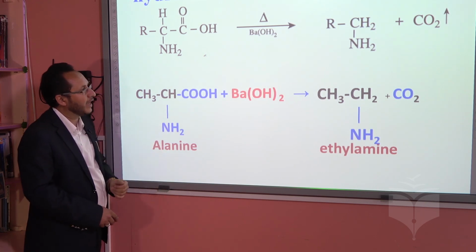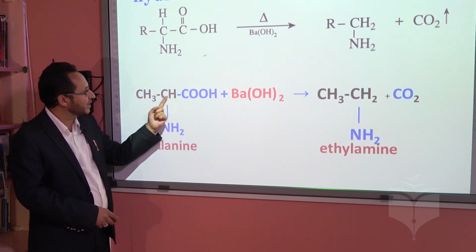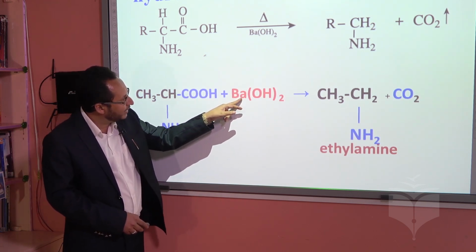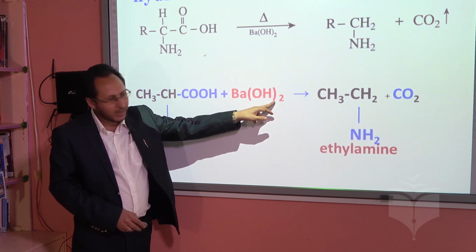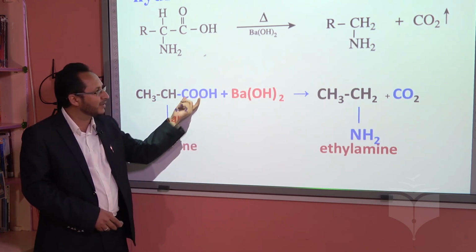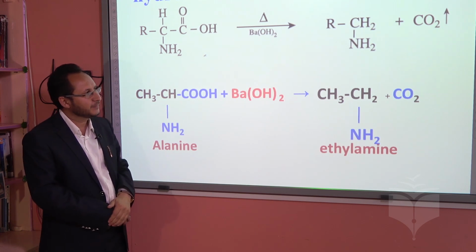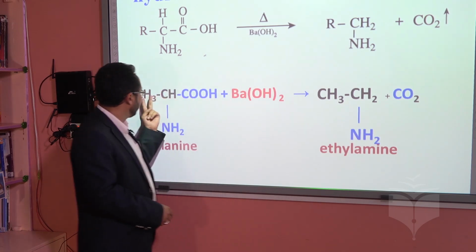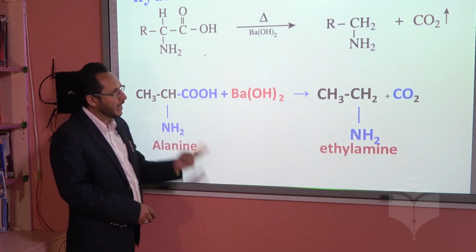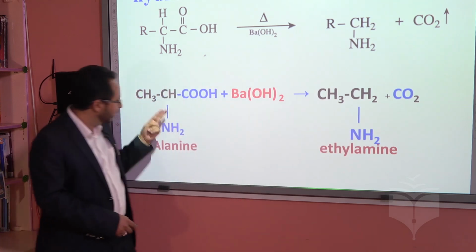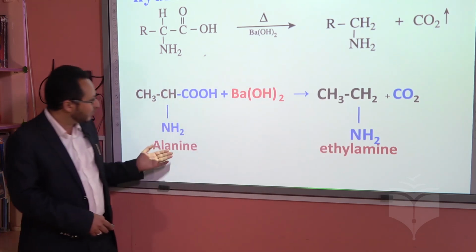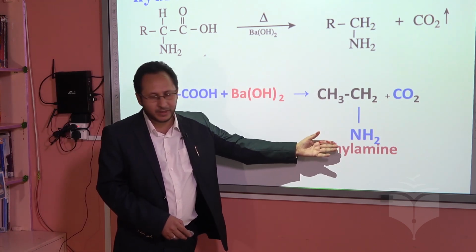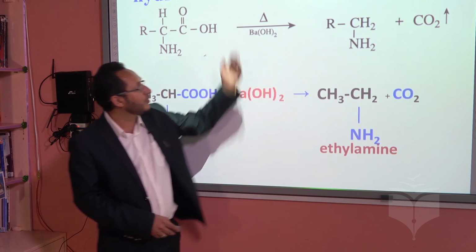This is an example with alanine. Here we have CH3CH(NH2)COOH. When you find Ba(OH)2, just remove COO and write the rest of the compound. So I remove COO as CO2. Then what we have here is CH3CH2NH2. This one we call alanine, and we get ethylamine. This is one method of preparing an amine from an amino acid.